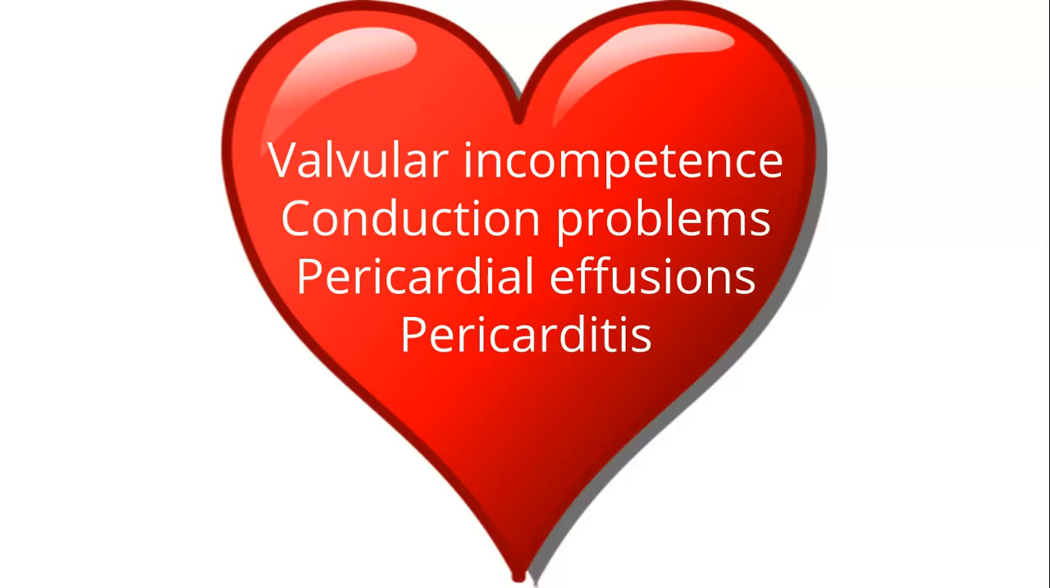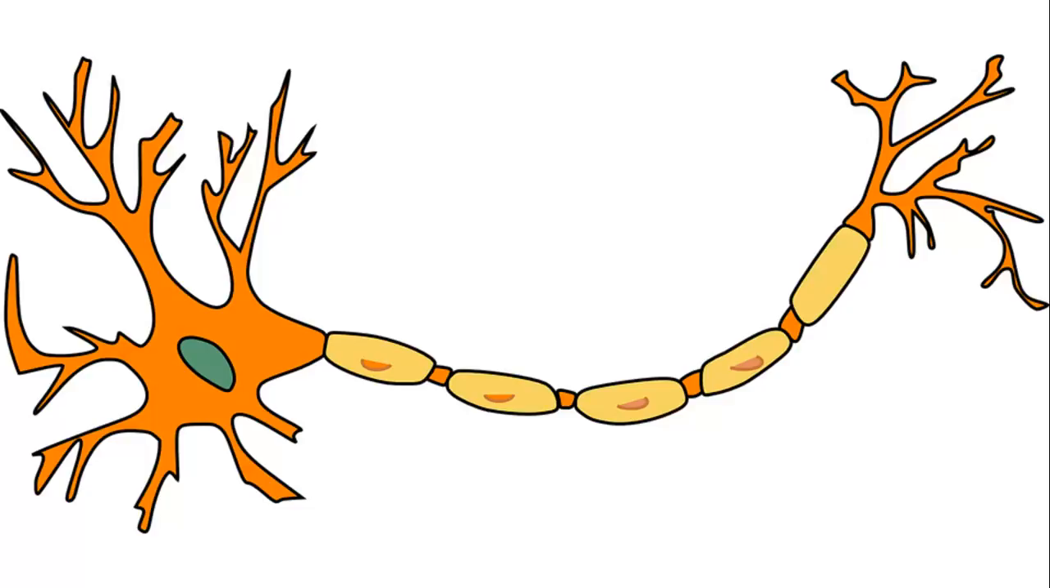What about the heart? In the heart, we have valvular incompetence, so the valves of your heart are incompetent. Then conduction problems, so your heart has a conduction system which has a problem, so it cannot pump as it should. Pericardial effusion means that fluid accumulates around the heart. Pericarditis means that you have an inflammation around your heart. What about the nervous system? The nervous system can have mononeuritis multiplex, which is a disease of the nerves.